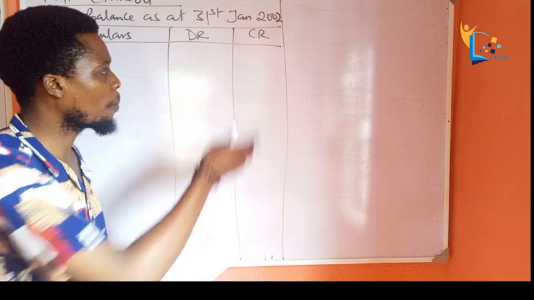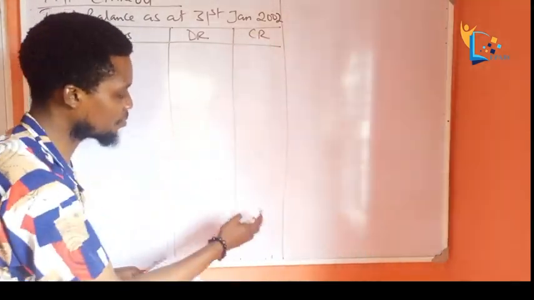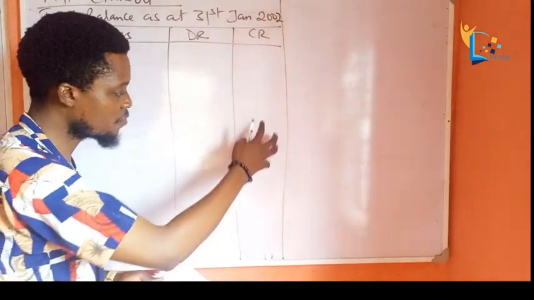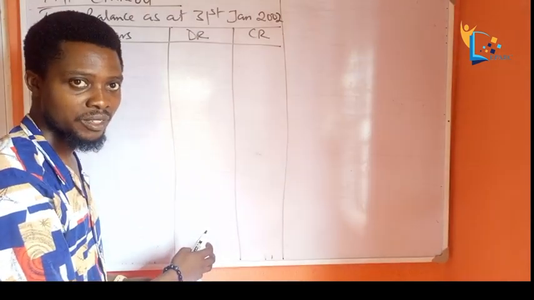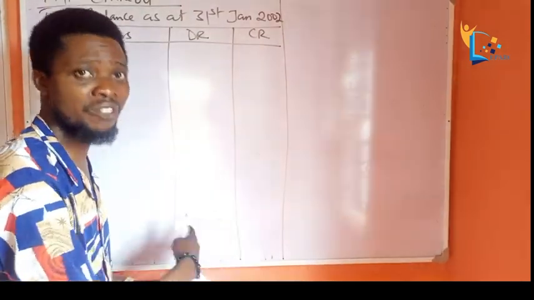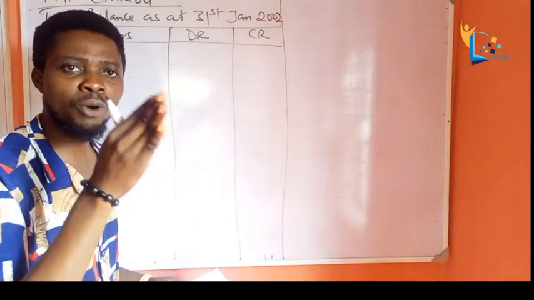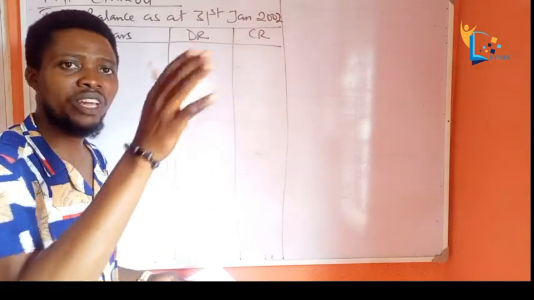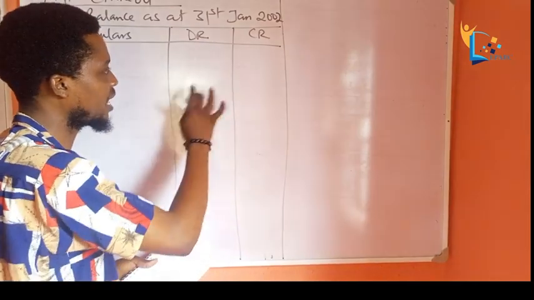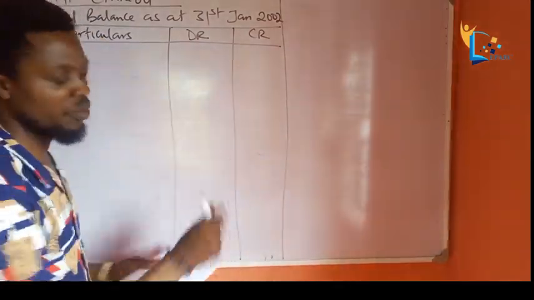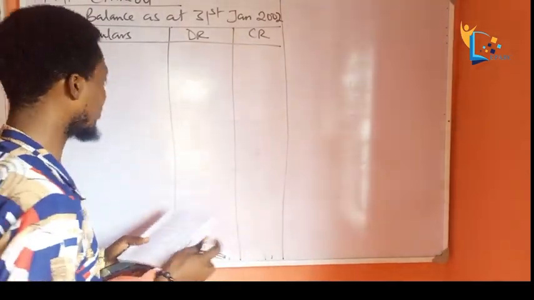Do you understand? So at the end of the posting, your debit side must correspond with your credit side. If you have 100,000 here, you must have 100,000 on the debit side. The two sides must balance, must have equal amounts. That's what we are trying to say. So all those balance brought down, wherever they are located, pick them from there and paste them on either the debit or the credit side of the trial balance. I don't know if that's clear. Okay, let's start.